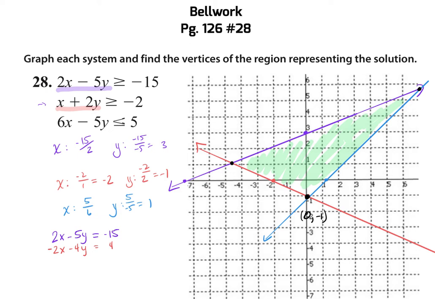My ruler is still there. All right. And now I can just add down. All right, so add them down. Those cancel. Negative 9y equals negative 11. So y equals 11 ninths.